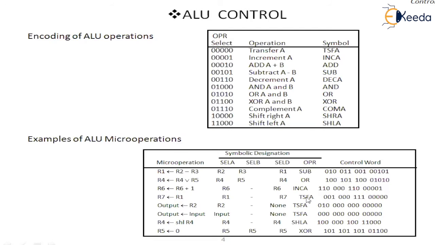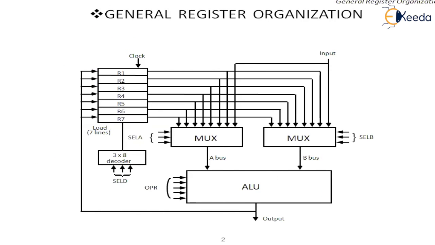So altogether, all these selection inputs at multiplexer 1, multiplexer 2, the decoder and the ALU are going to form the control word. In the control word, we have source register 1, source register 2, destination register, and operation. If we club all the digits, we will get a control word. Okay, and this is the significance of the control word that we have been discussing so far. And this is how the general register organization looks.